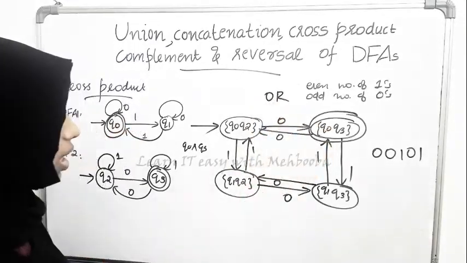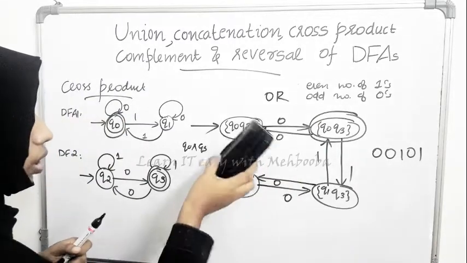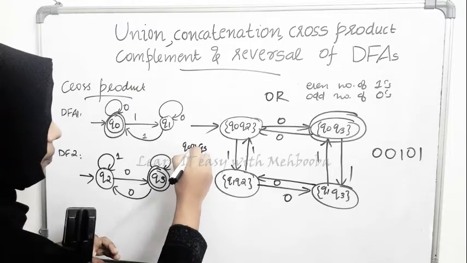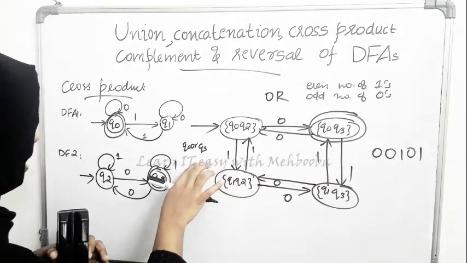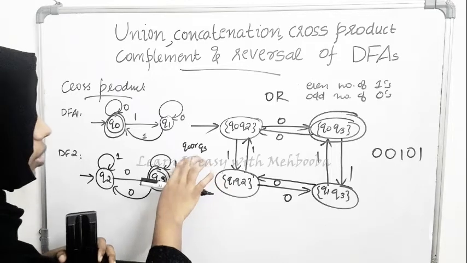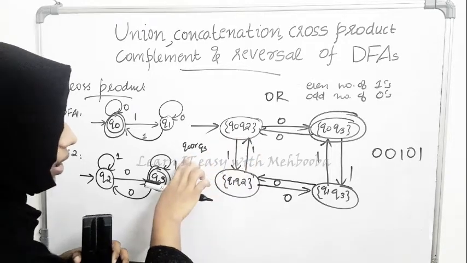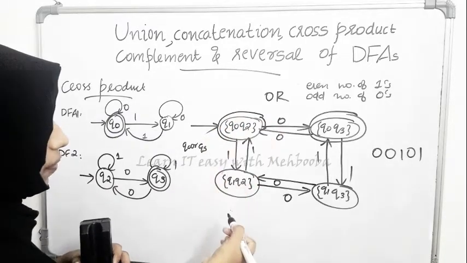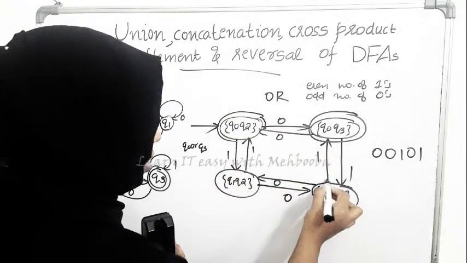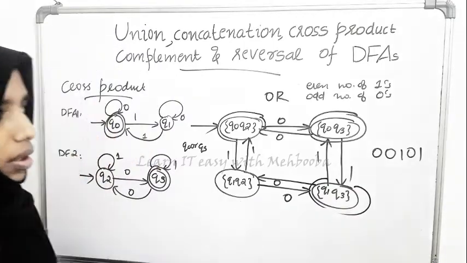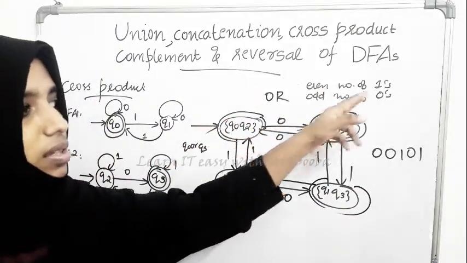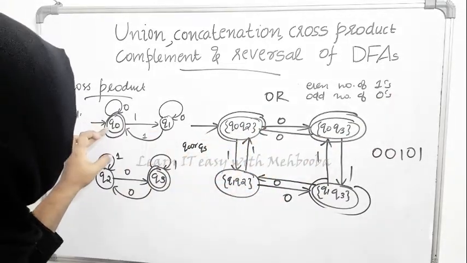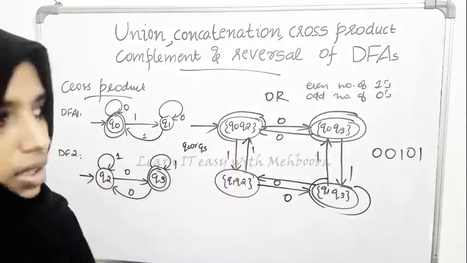Now if the question was an even number of ones or an odd number of zeros, in that case for an even number of ones the final state is Q0, and for an odd number of zeros the final state is Q3. So the sets containing either Q0 or Q3 will become the final state. So this is a final state, this is a final state, and this is a final state, because the question is an even number of ones or an odd number of zeros. So the states containing either Q0 or Q3 will become the final states.